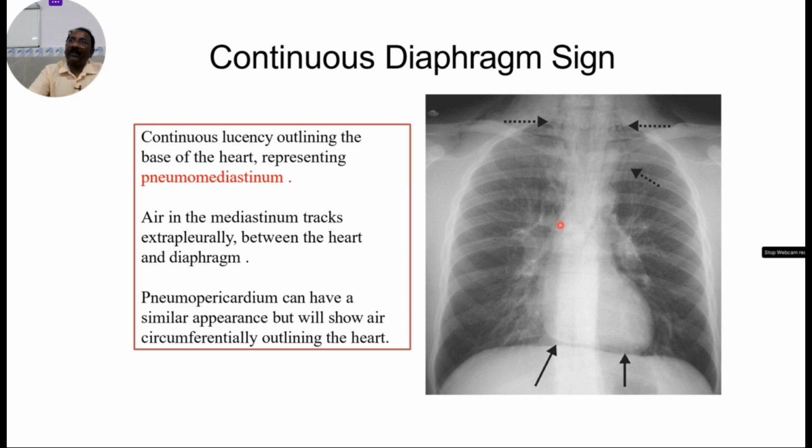See the continuous diaphragm sign. See the diaphragms here. See the right. This is the left, and there is a continuous line. There is a distance between the heart border, the lower inferior part of the heart, and the diaphragm markings. Are you appreciating? So this is the continuous diaphragm sign. A continuous lucency outlining the base of the heart represents pneumomediastinum. Air in the mediastinum tracks extrapleurally between the heart and the diaphragm. A pneumopericardium can have a similar appearance but will show air circumferentially outlining the heart.